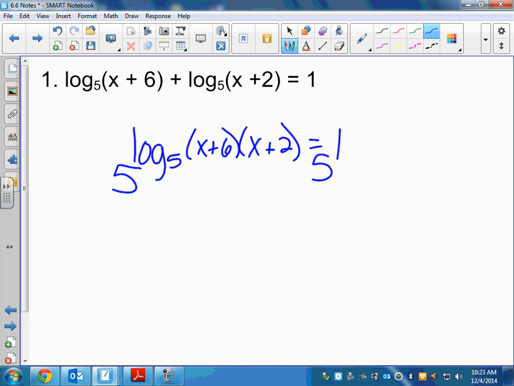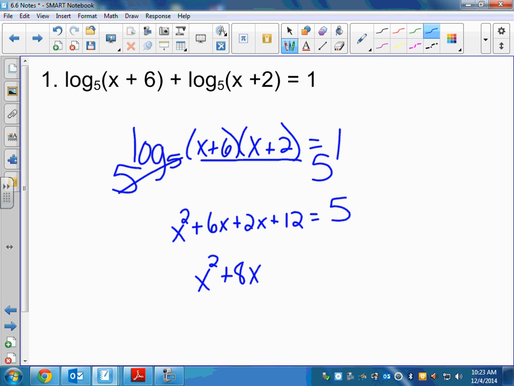Because if you say 5 to the log base 5, that cancels out, and you're just left with this, which I'm going to go ahead and FOIL out if you're okay with that: x squared plus 6x plus 2x plus 12. And over here, I get 5 to the first, which is just 5. That's exactly what you would get if you would rewrite it using the definition of a logarithm. You'd say 5 to the first equals that. But it's just another way to think about it. So your goal is to get rid of the log or the e or the ln, and then you still have to solve the problem.